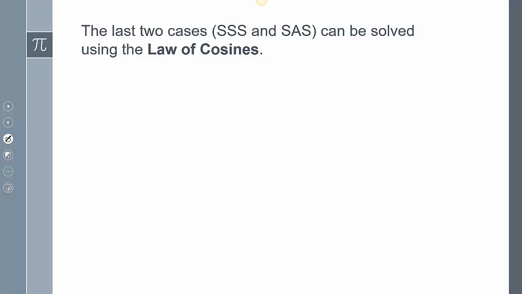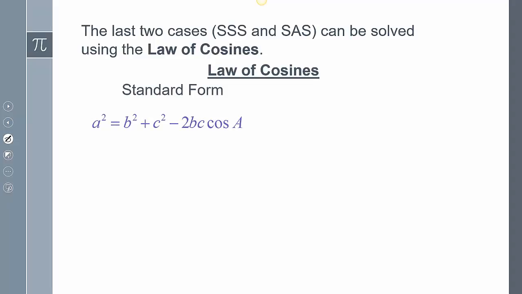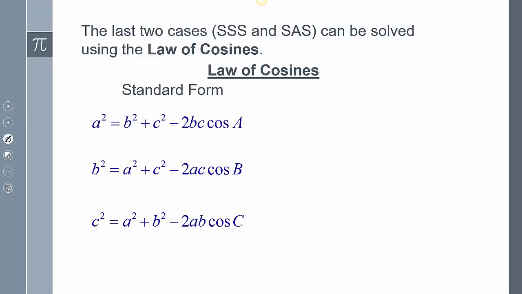Now the way that we solve these different oblique triangles is by using the law of cosines. First we're going to define them, and this is going to be the standard form of the law of cosines. There are three versions of this. Why do we have three versions? Well, it depends on what side we're trying to find: it's either side A or side B or side C.